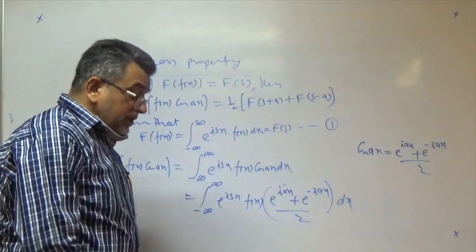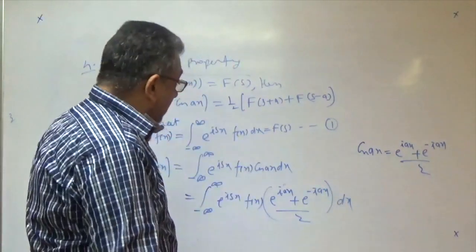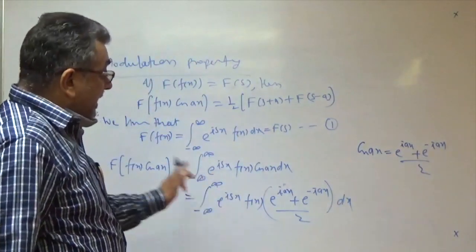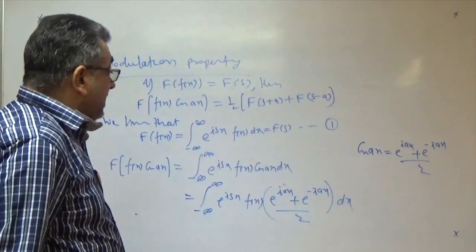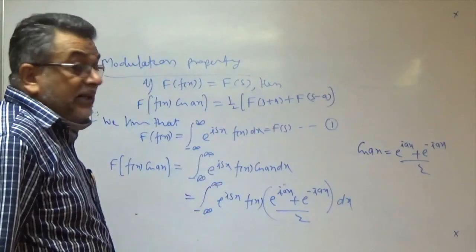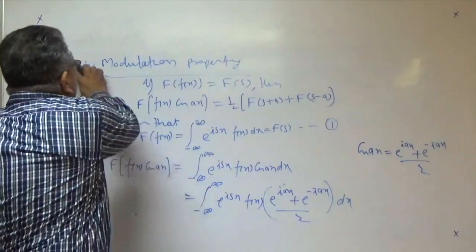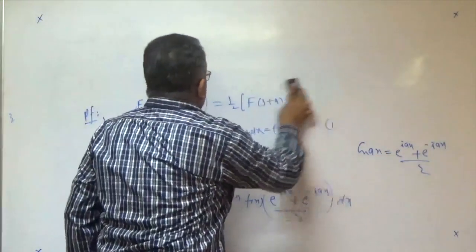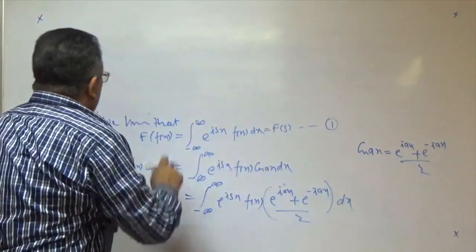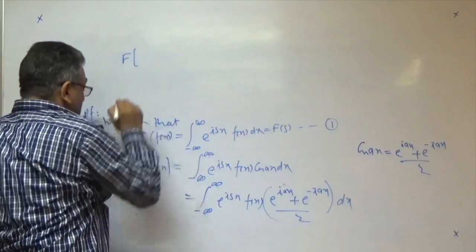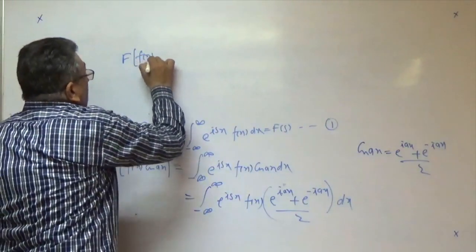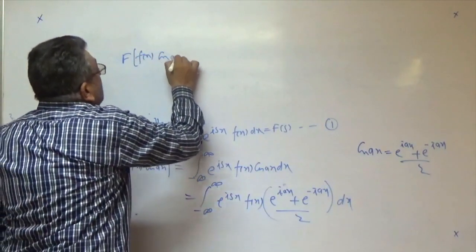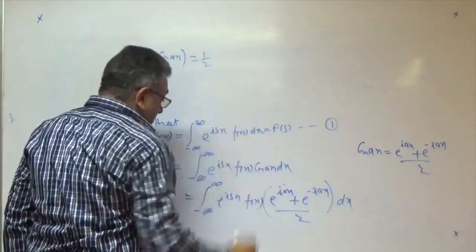Now, this is an integral with respect to x, and 1 by 2 is a constant. You can take 1 by 2 outside the integral, and you can open this bracket. Then it breaks into two parts. So the Fourier transform of f(x) cos ax is given by taking 1 by 2 outside.